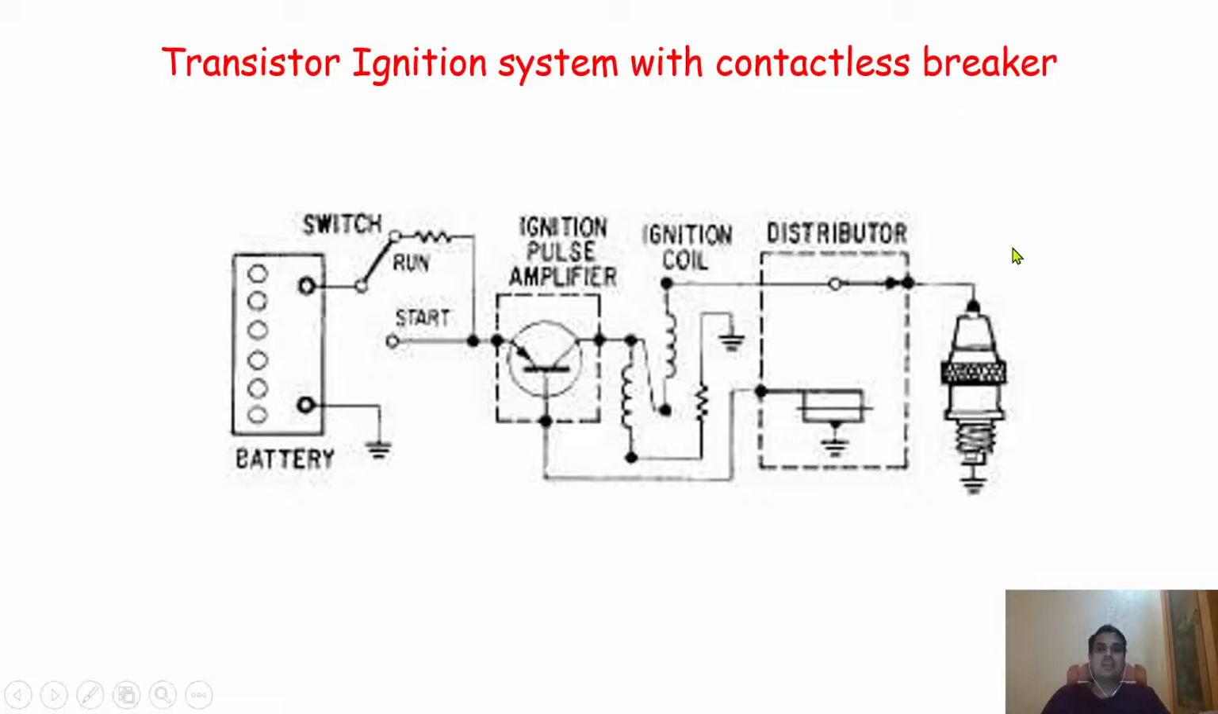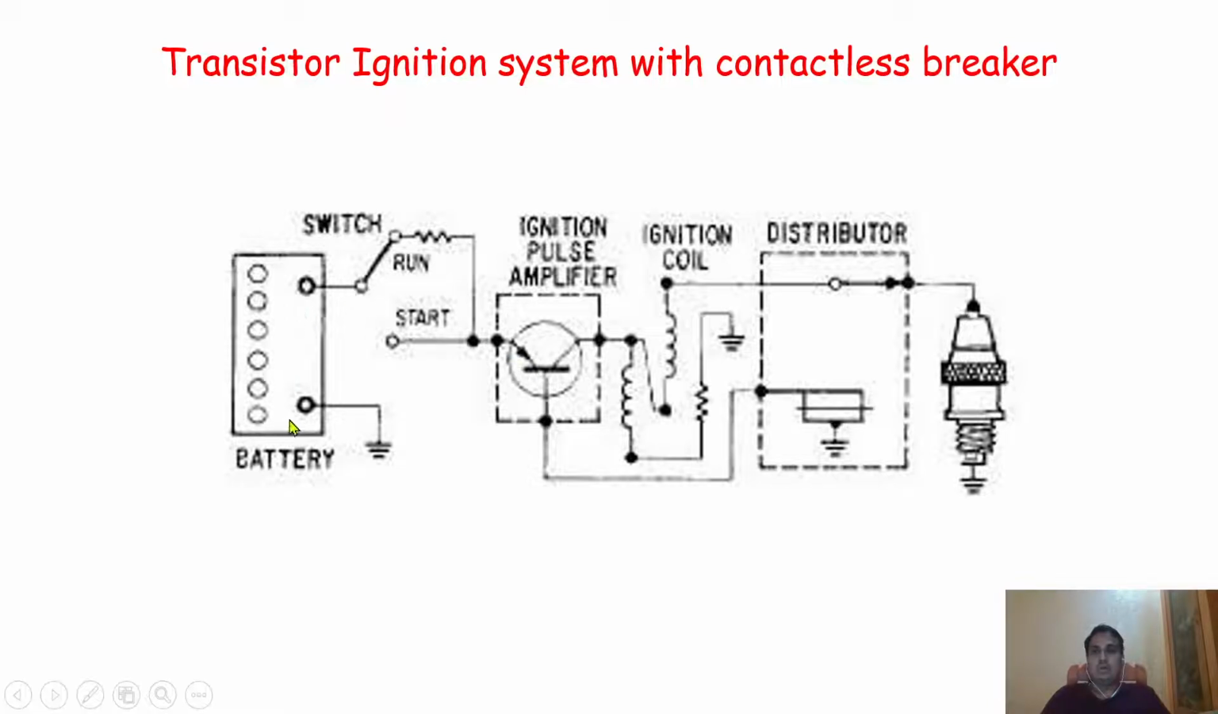In the last video, as we already discussed about the transistorized system, there is a use of one contact breaker. But in this particular diagram, no contact breaker is available, or we can say the contactless breaker. So there is a contactless breaker technique which is being used in this type of ignition system. Again, the transistor which is present over here, here is the base, another one is the emitter, and this one is the collector.